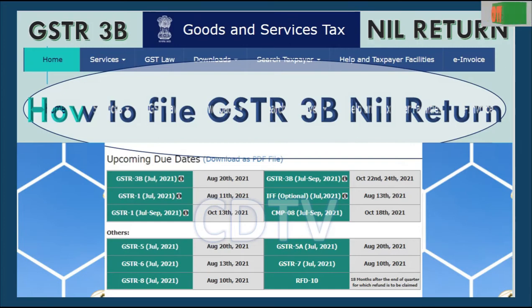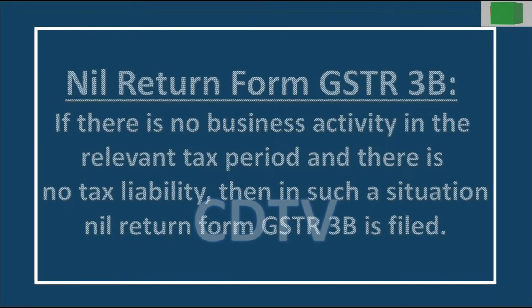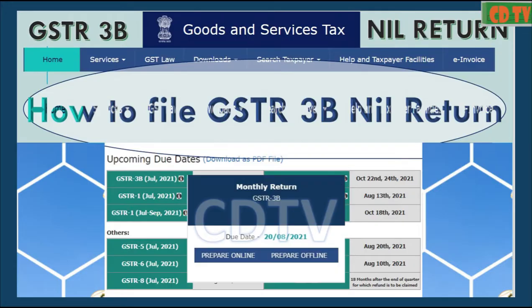Form GSTR 3B. Through this return, the taxpayer declares a summary of how much GST is to be paid in the concerned tax period. Now, if there is no business activity in the relevant tax period and there is no tax liability, then in such a situation, nil return of GSTR 3B is filed. Let us see how we can file nil return of GSTR 3B on our own.